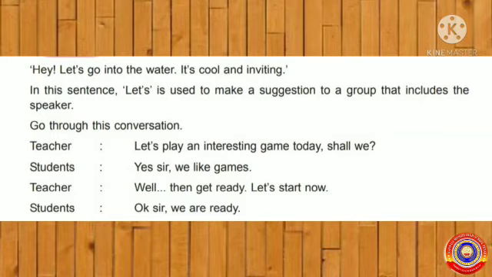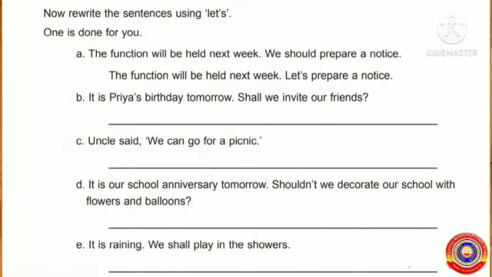Here, the teacher suggested to play an interesting game. Now rewrite the sentences using let's. That's done for you. Students, here you are asked to rewrite the sentences that is given here using let's. One is given for you. The function will be held next week. We should prepare a notice. So how will you rewrite it?